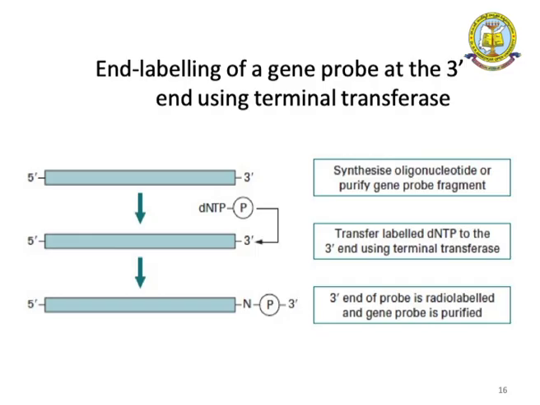The end labeling of the gene probe at the 3 prime end uses terminal transferase. Here the 5 prime to 3 prime synthesized oligonucleotides are the purified gene probe fragments. Transfer the labeled dNTP to the 3 prime end using terminal transferase. The 3 prime end of the probe is radio labeled and the gene probe is purified in the end labeling of the gene probe.